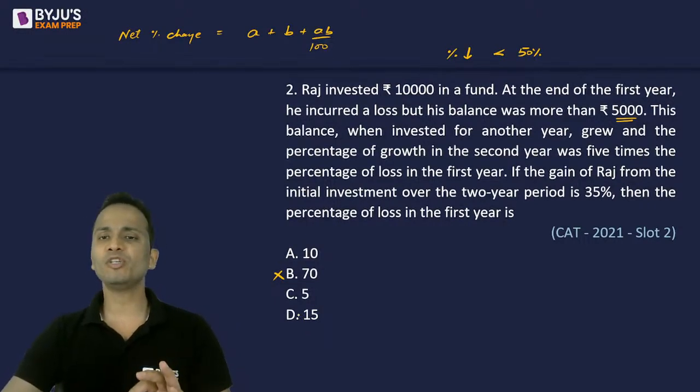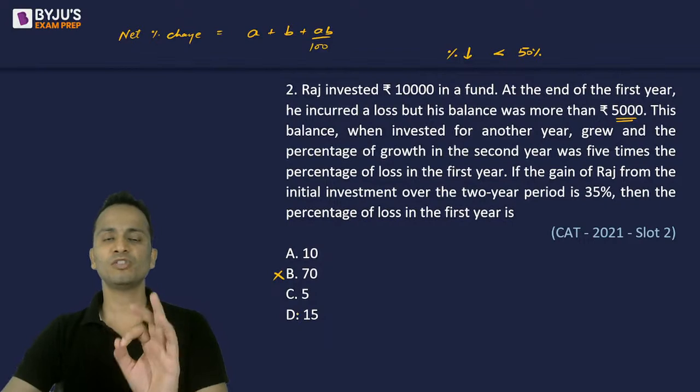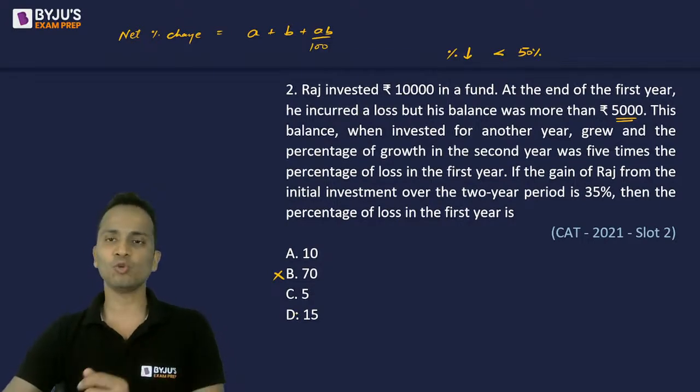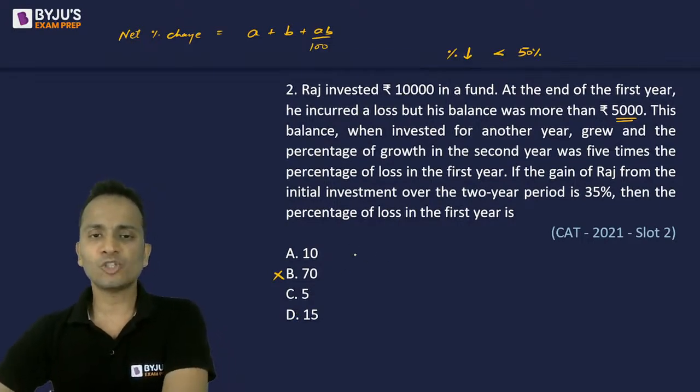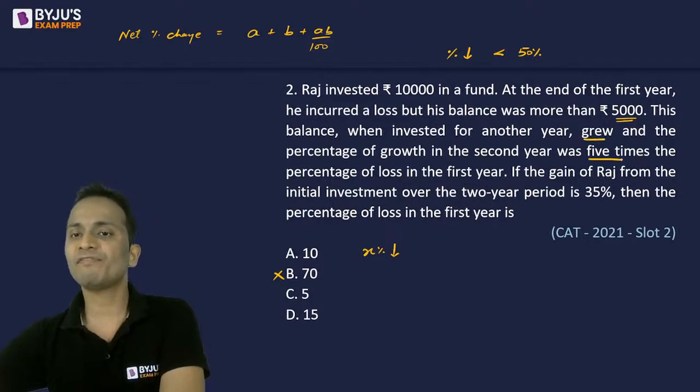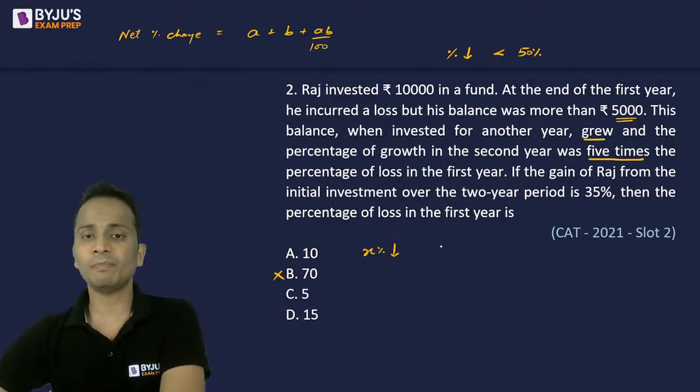So I'll not be able to use the first statement to find out the final answer. We'll have to go ahead. Let's assume that the money got reduced by x percentage in the first year and then it grew by 5 times the percentage of loss.